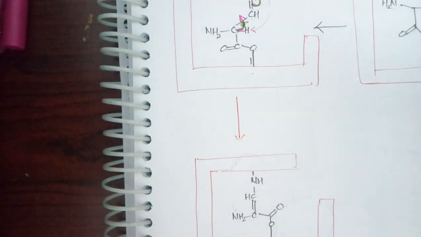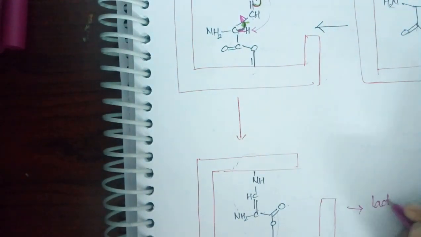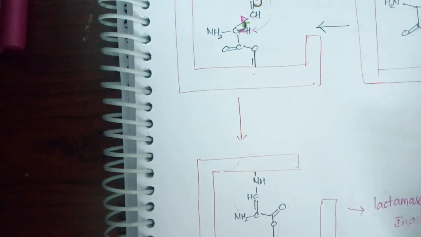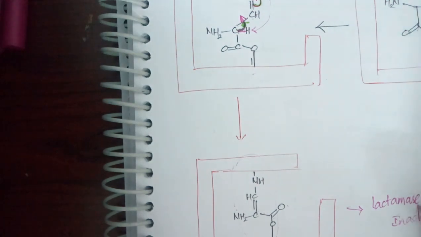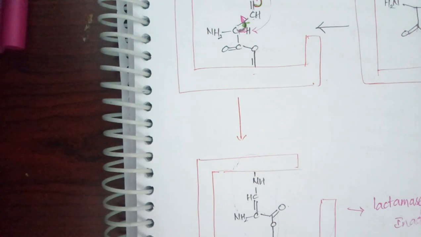So once it is blocked, it becomes inactive, making this lactamase inactive. This is known as the mechanism of action of the drug clavulanic acid.